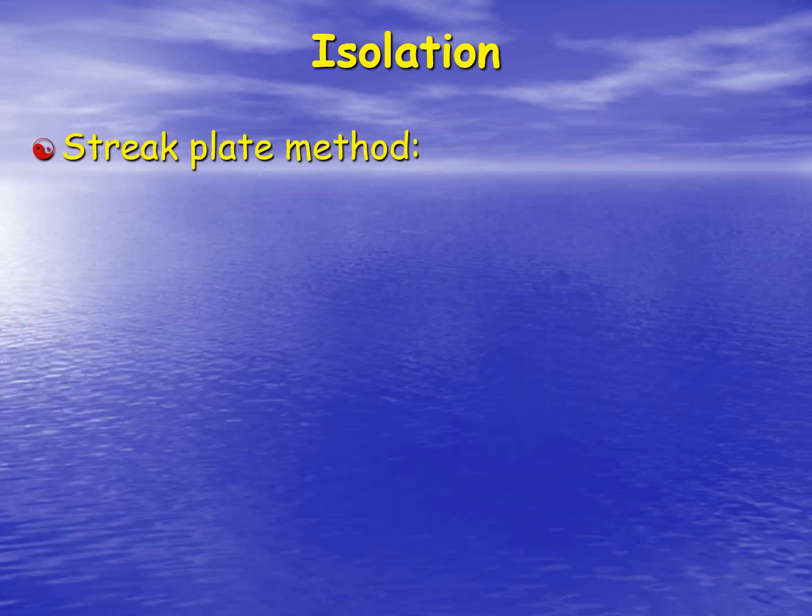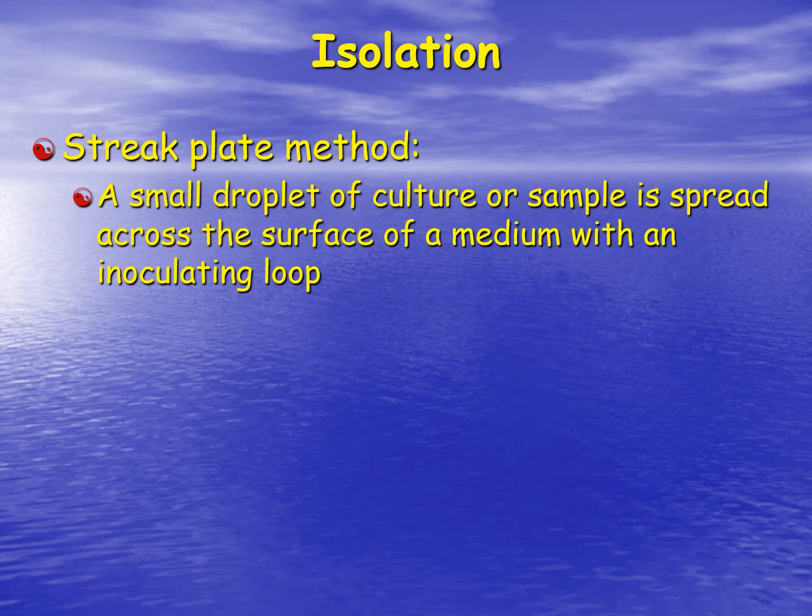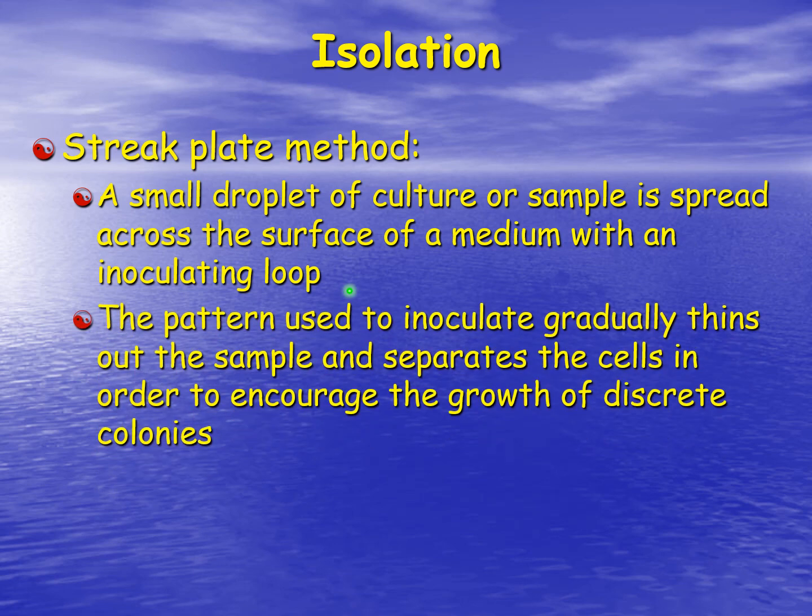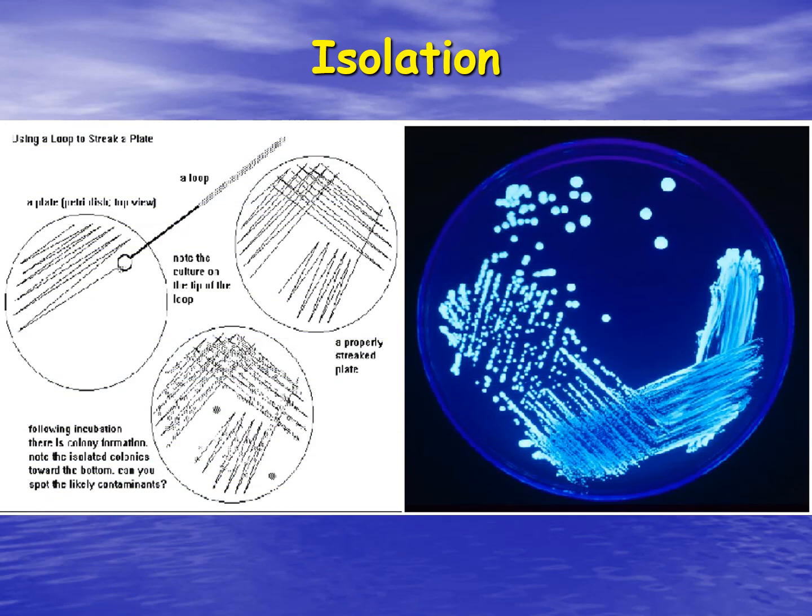The streak plate method is the most common method that's used. A small droplet of culture or sample is spread across the surface of a media using an inoculating loop. The pattern used to inoculate gradually thins out the sample and separates the cells in order to encourage the growth of discrete colonies on the surface media. So here's how we do a streak plate.